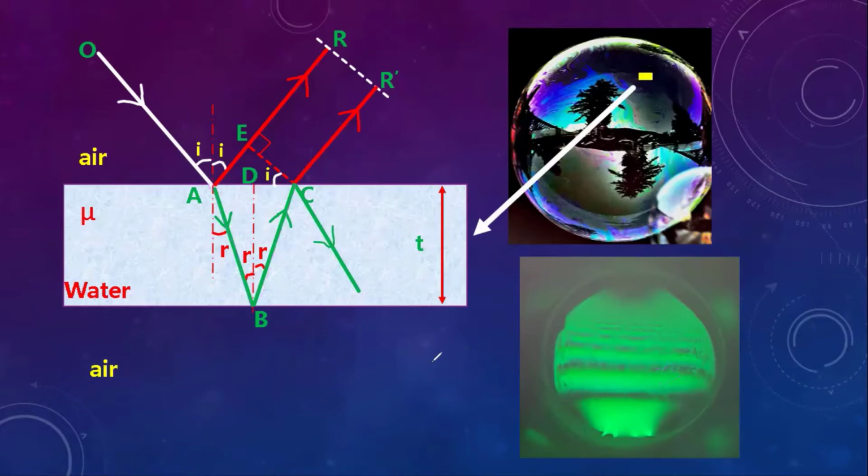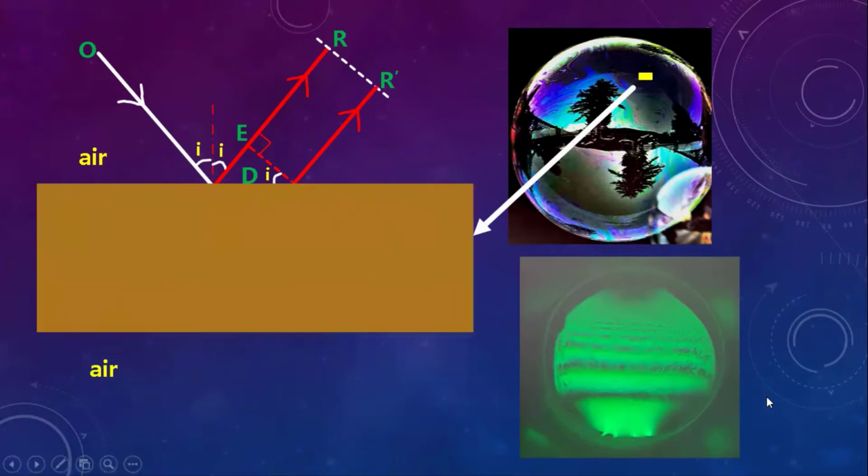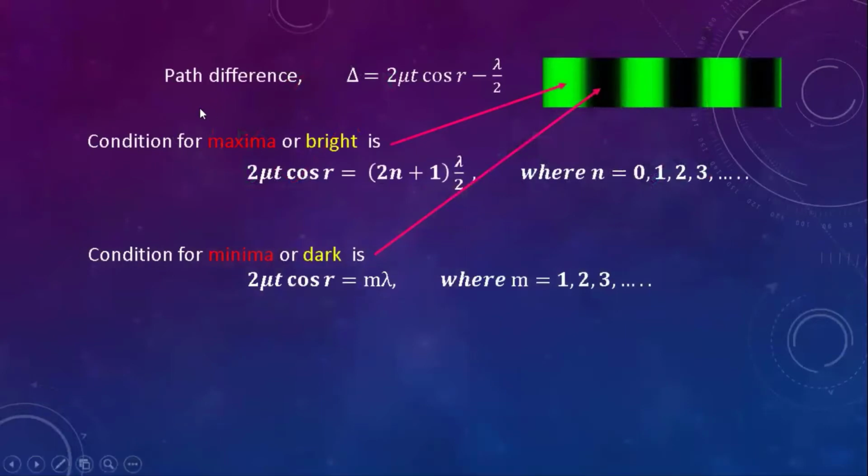Okay. Now always assume, see here, this is the air film, and here also air film. Always assume that one light ray produces two reflected rays. These two get superposed, and that produces an interference pattern. If you do all this exercise, then you will get the path difference. As I said, path difference is light ray 1 travel distance minus light ray 2 travel distance. Then you will get 2 mu t cos r minus lambda by 2.